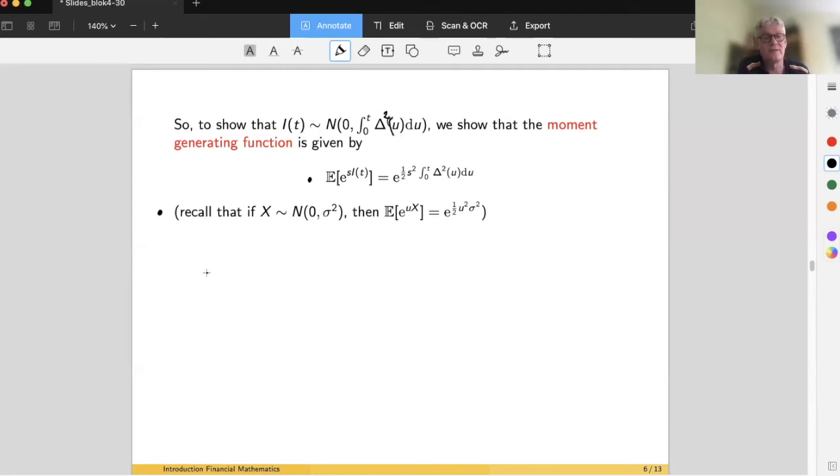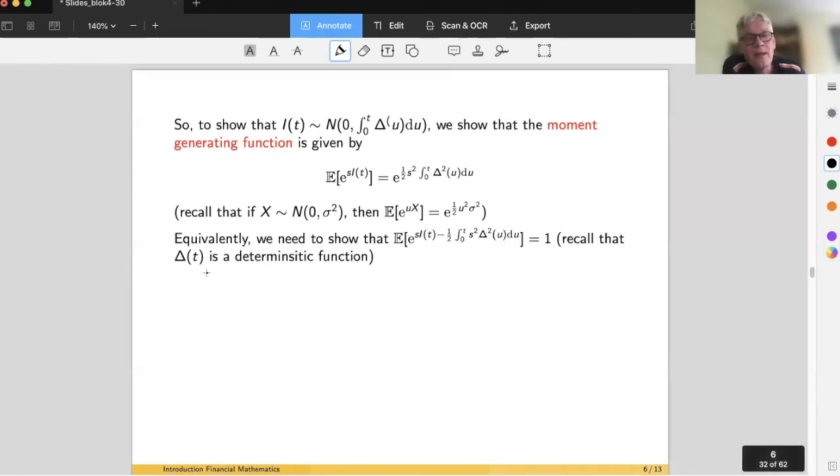is normally distributed. And to do that, we do a trick. We take the right-hand side, we bring it to the left-hand side in this expression. So it is an equivalent expression.